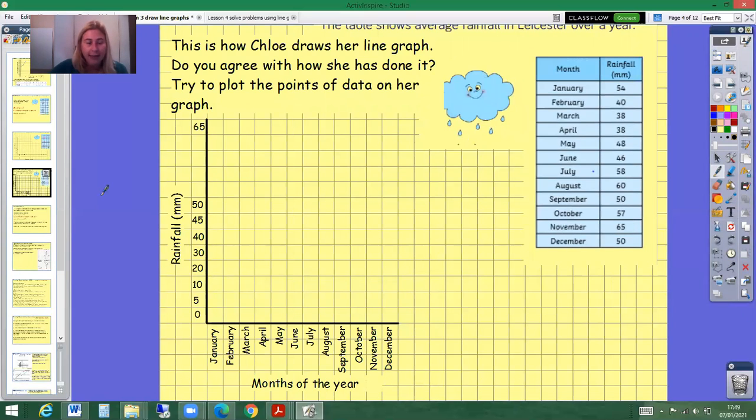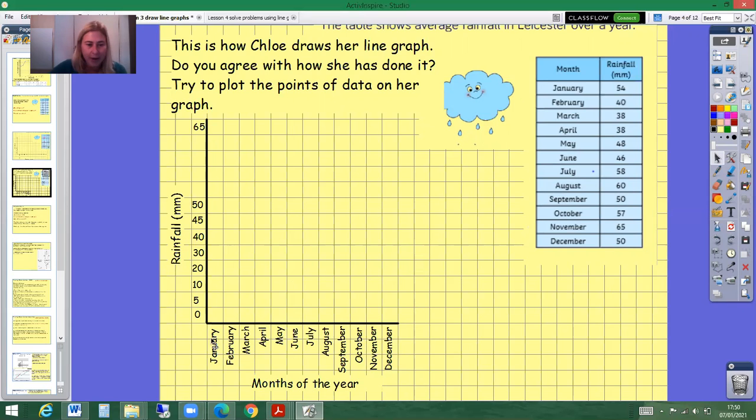Okay, on the next page, there's a question I want you to think about. This is how Chloe has drawn her line graph. Do you agree with how she has done it? Try to plot the points of data on her graph and see if you can think about any suggestions for Chloe. So pause the video now.